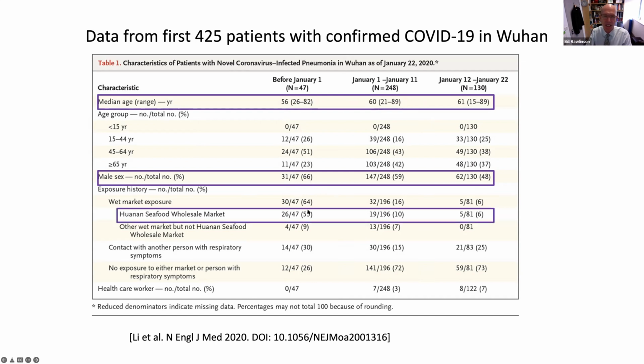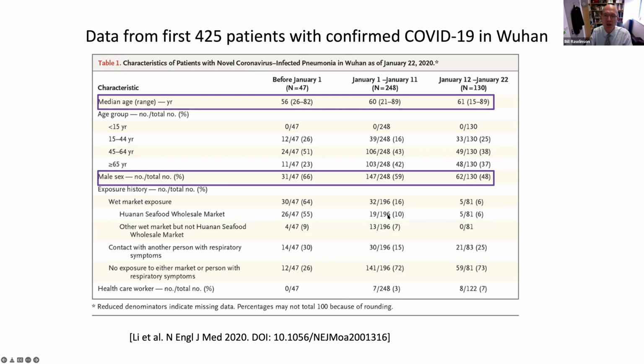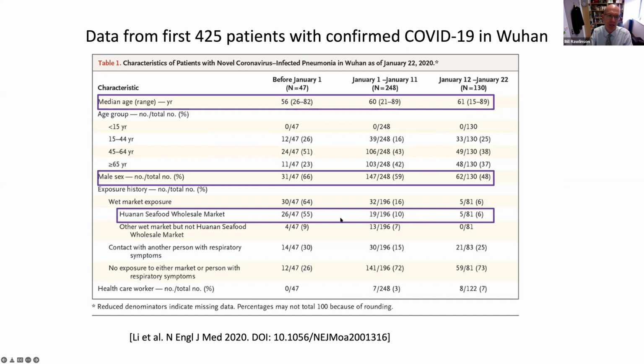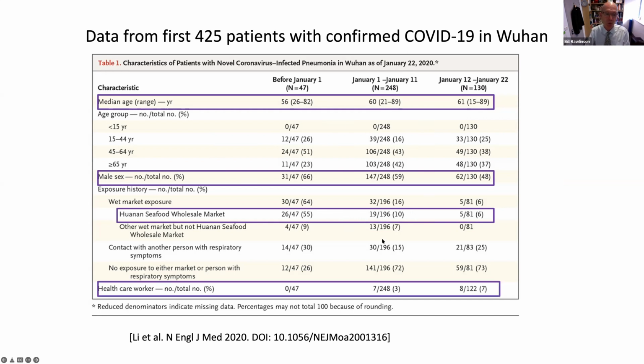But what was really interesting is initially the majority, 55%, were known to be related to the seafood market in Wuhan. Whereas once you go later, even just a week later, you're starting to get fewer cases directly related to the seafood market and more cases related to other things. And importantly, healthcare workers getting infected and in fact dying.